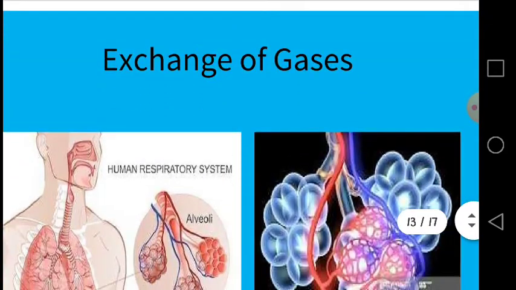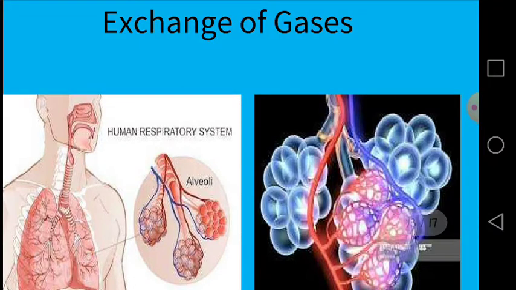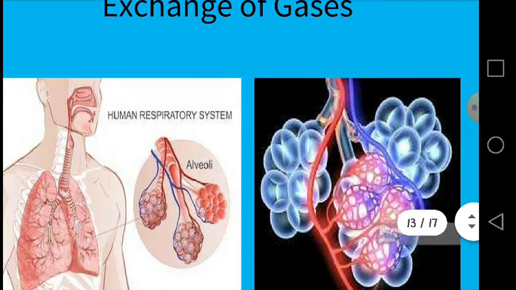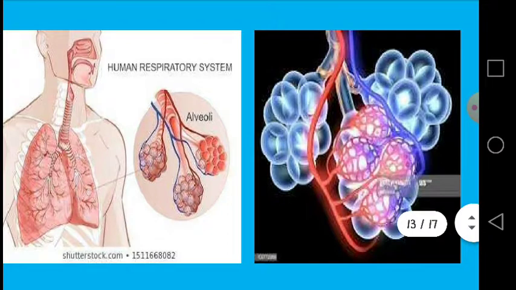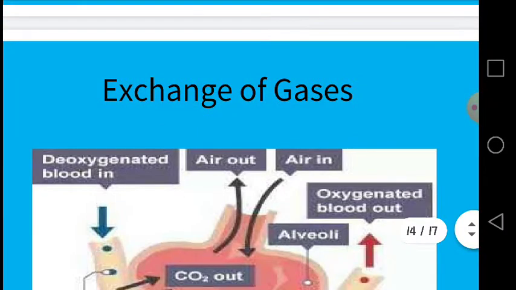Now we are focusing on the exchange of gases. The exchange of gases between the blood and the air which is present in the lungs is done at the alveoli. You can see from this picture that the alveoli have a very strong network of capillaries around them, and the alveoli are made up of just one cell thick. You can see this from this picture as well.